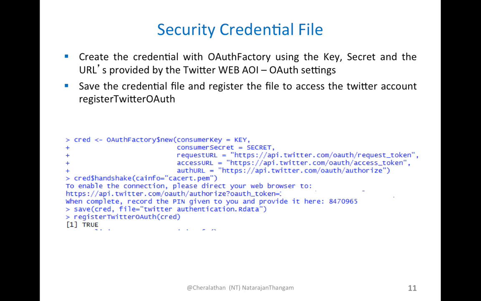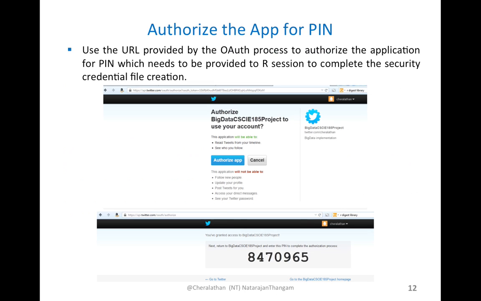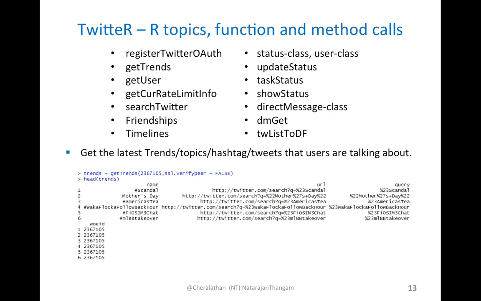So meaning either it's a session level handshake every time you access, or if you chose to create a file, you can save the file, and then you can reuse it whenever you want to. So you can use the register Twitter OAuth and either use the handshake directly or the file to get connected to the Twitter API. So once all these things are established, now you are technically hooked up and connected to the Twitter account, and you can access the Twitter data.